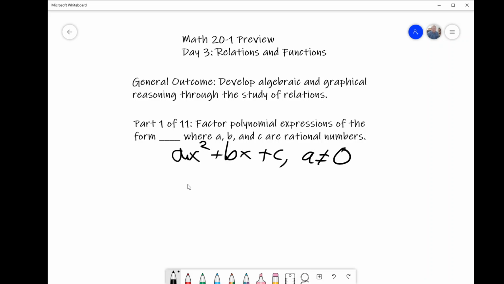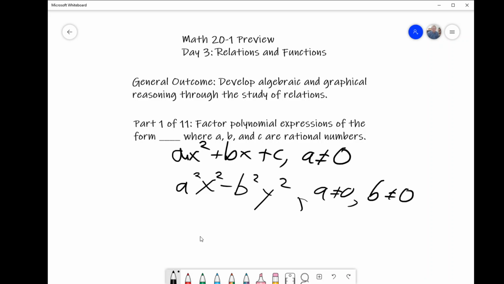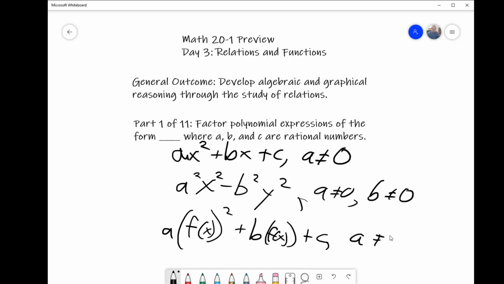We're going to be factoring cases of a squared x squared minus b squared y squared. So in these cases, neither a nor b is allowed to be 0. The third form that we are going to be factoring is actually very similar to what we have above, but instead of having just an x, we have a function of x. So something that could get a little more complicated.